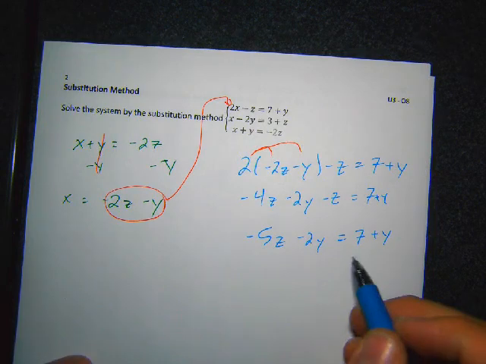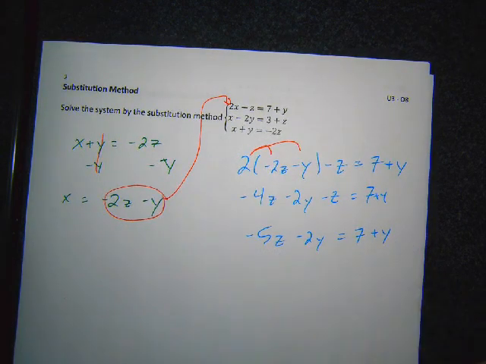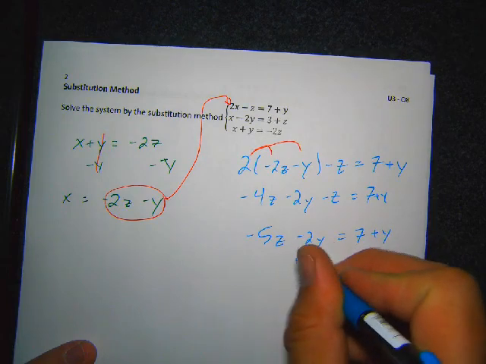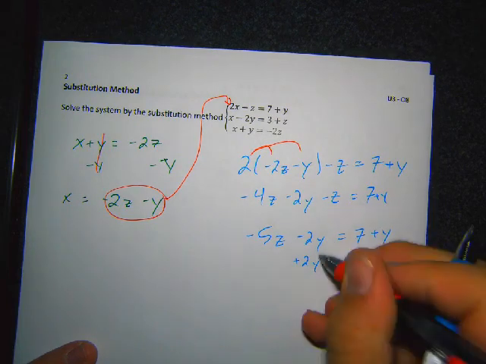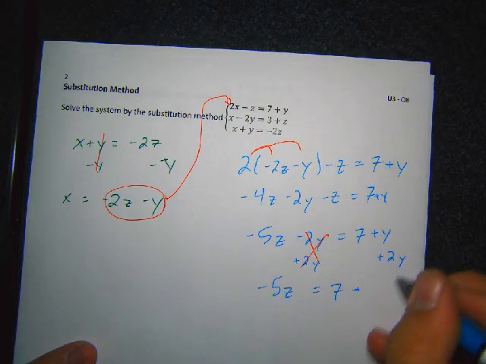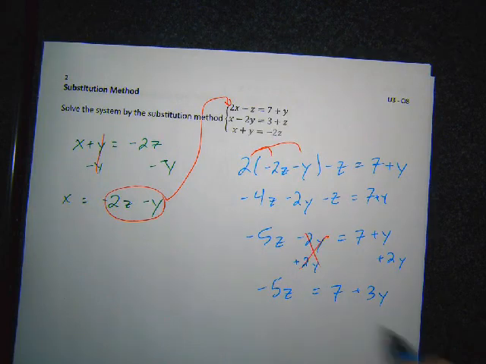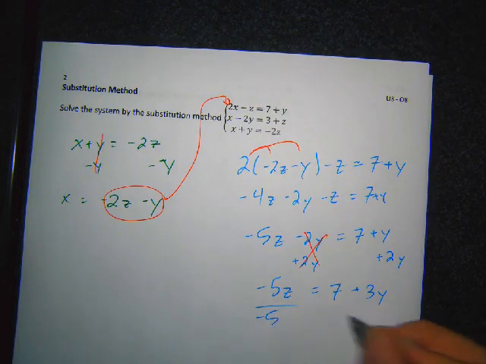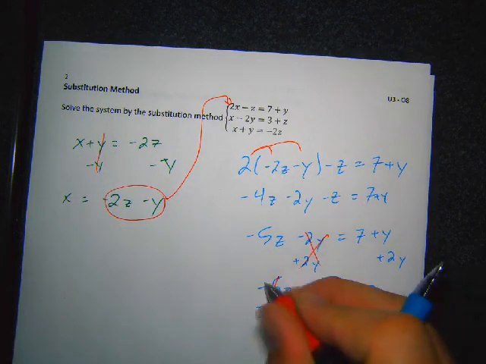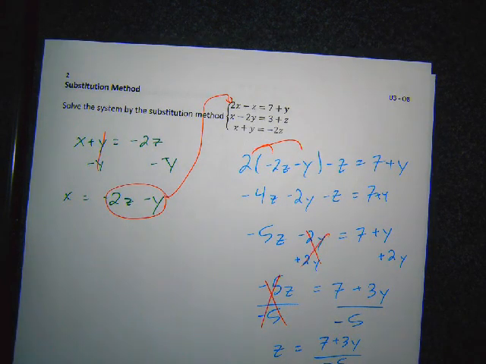So I can simplify this a little bit more if I can get z or y by itself. So let's go ahead and move the y across so we can start working on z by itself. So I'm going to add 2y to both sides, to get rid of this minus 2y. So negative 5z equals 7 plus y plus 2y, which gives me 3y. And then we can get rid of this 5 here if we just divide both sides by negative 5, so we can get z by itself. Okay, and so we've got z is equal to 7 plus 3y over negative 5. So again, we're just trying to get one of the letters by itself. So we got z by itself.